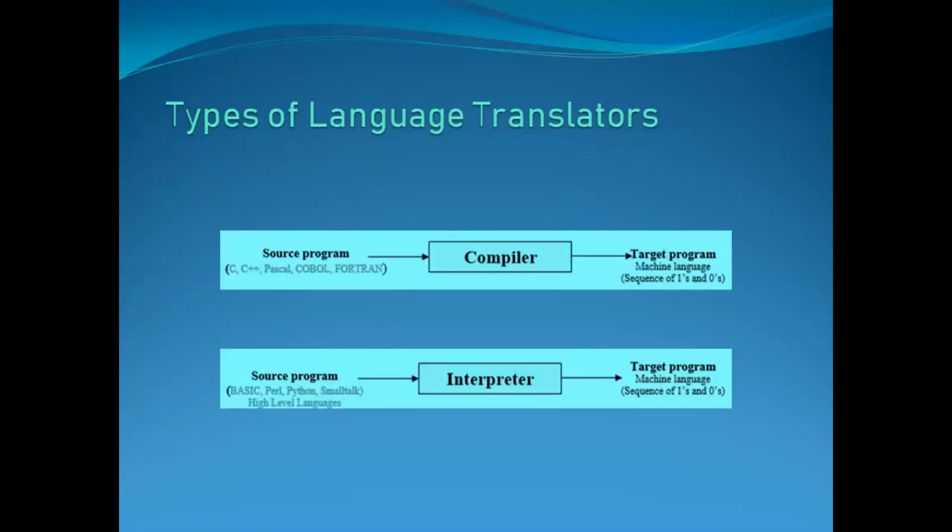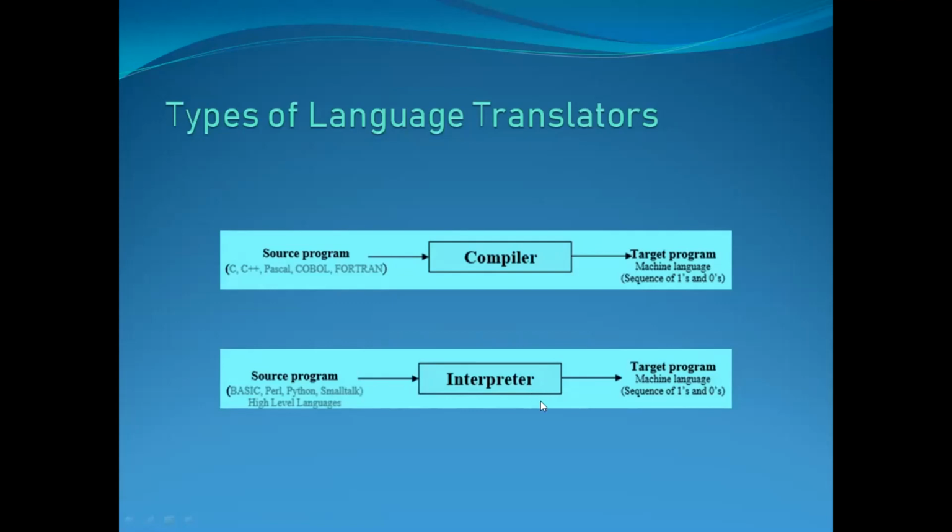Next, there are two other language translators: compilers and interpreters. Some languages like C, C++, Pascal, COBOL, Fortran, etc. use compilers. One thing is common within these languages, and that is all these languages are non-scripting languages. Whereas whenever the language is a scripting language, like JavaScript, Python, MATLAB, BASIC, Perl, Smalltalk, these languages' programs are interpreted, not compiled.